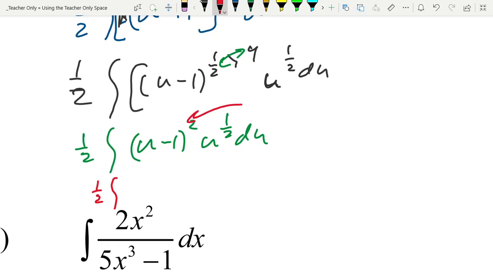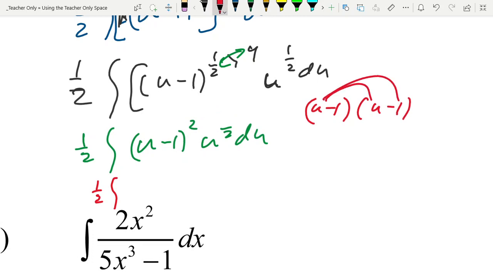I know that. So that's just going to end up being, and just as a side note, for those of you who may not know what I'm saying, I'm just distributing through u minus 1 times u minus 1, right? So I'm going to do u times u and then u minus 1. I'm just going to distribute through. So that's going to give me u squared minus 2u plus 1 times u squared du. Okay?